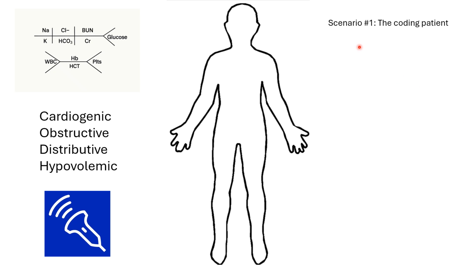Right, so I'll just go right into it. Let's go over a couple scenarios. The first scenario is the coding patient. This is particularly the scenario where you hear a code blue on the overhead system. You come to the patient's room, you've never seen them before in your life and they're doing CPR. How do you approach this situation?